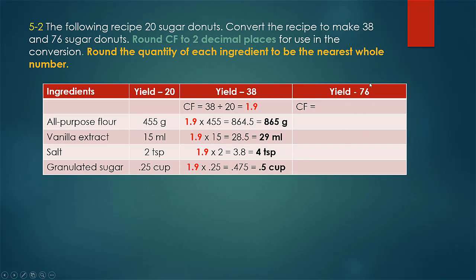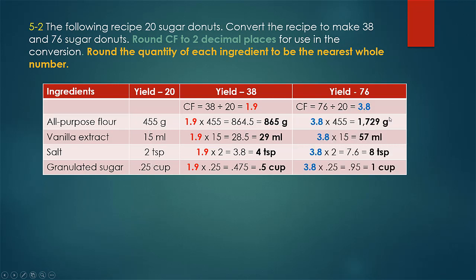Same thing here. My new yield is 76 donuts. I'm going to divide it by my original yield of 20, and my conversion factor is now 3.8. Take the conversion factor of 3.8, multiply it by each of the original amounts, and then I know exactly how much I need so I could buy the ingredients I want for 76 sugar donuts.